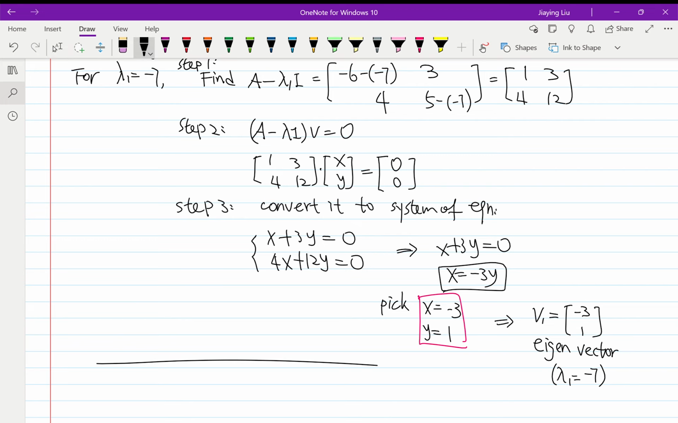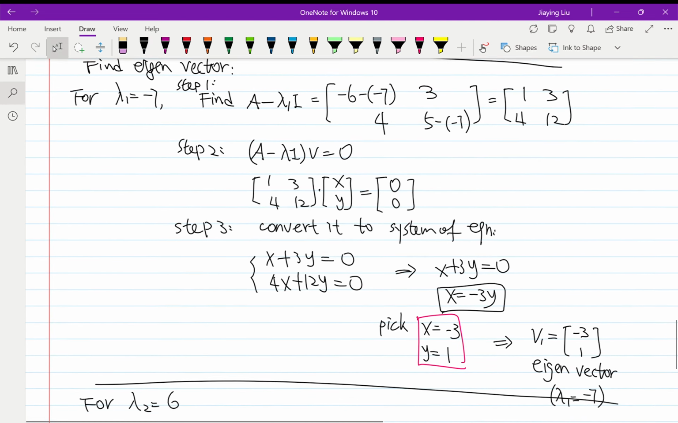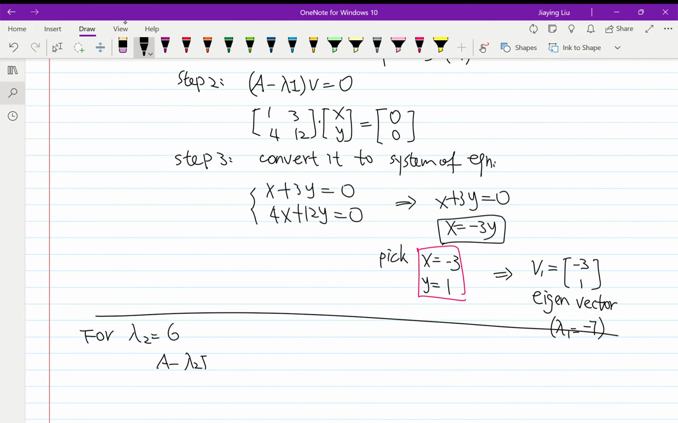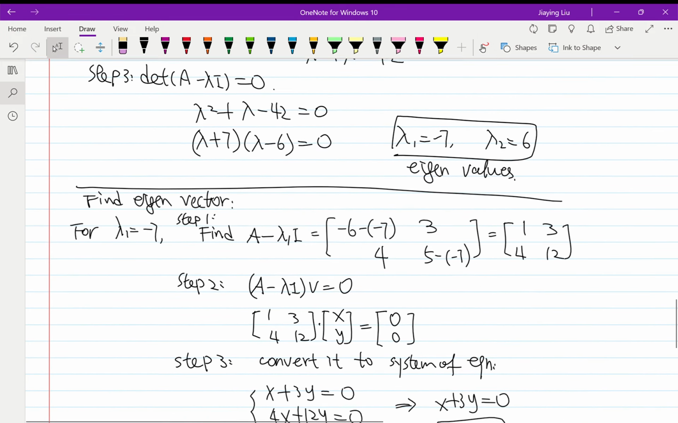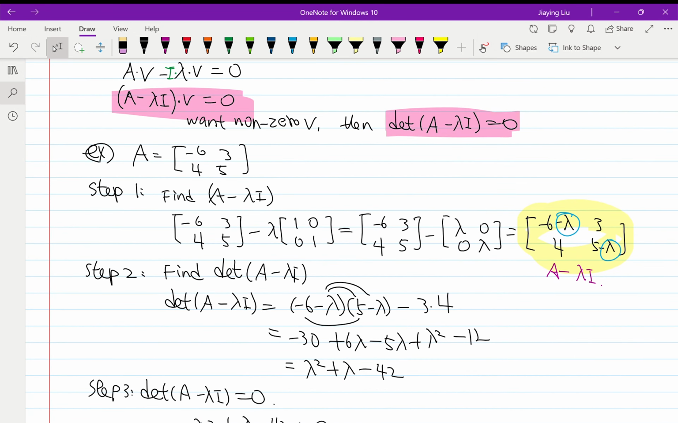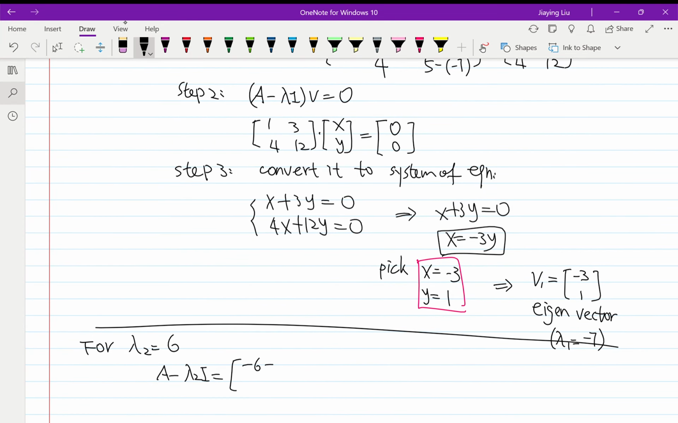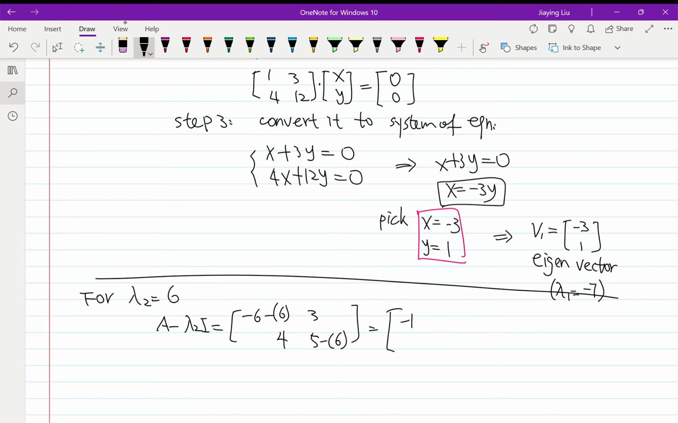So that's for lambda equals -7, and then we can find the second eigenvector for lambda 2 equals 6. Do it the same way. We're finding A minus lambda 2 I. So we're going to take 6 and put it into this A minus lambda I matrix, so put 6 there for lambda. We have -6 minus 6, 3, 4, 5 minus 6. To simplify, that should give us -12, 3, 4, -1.